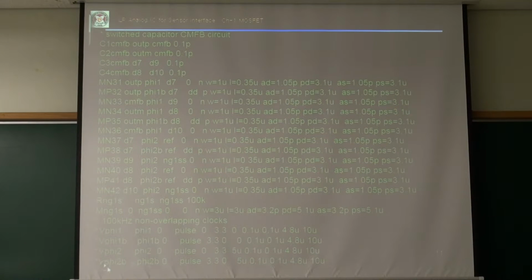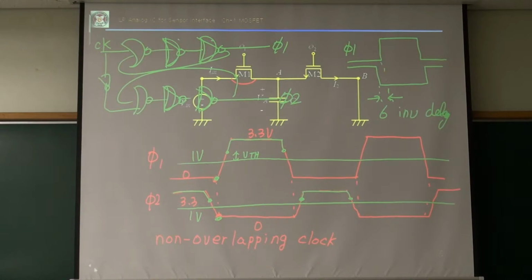Okay, so let's talk more about the CMFB circuit. Sorry, the switched capacitor.